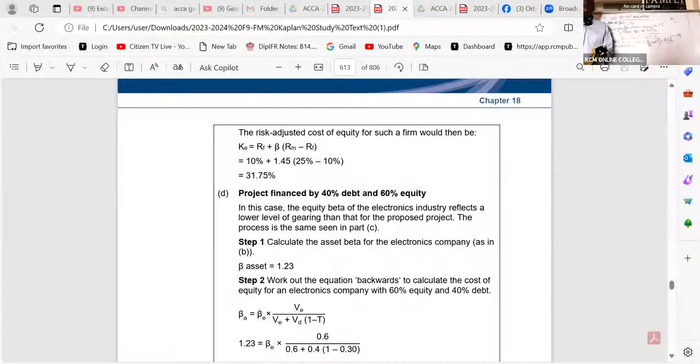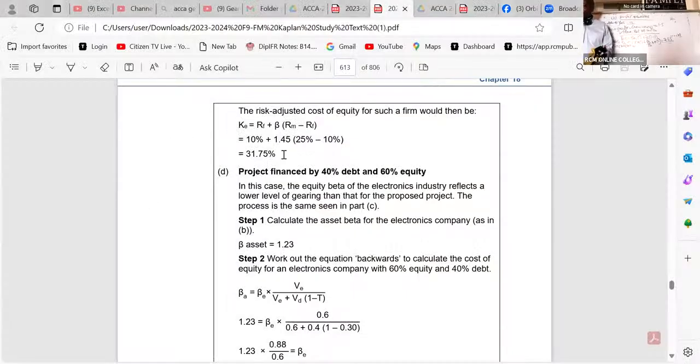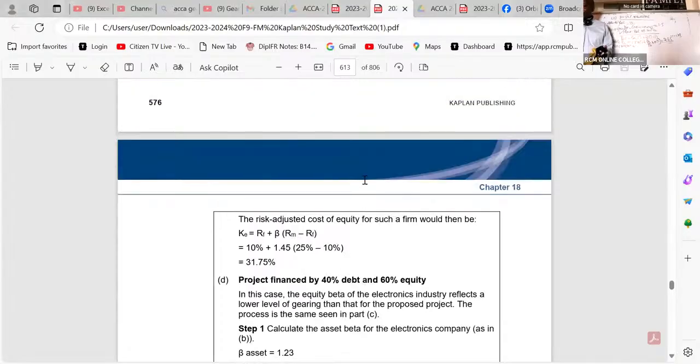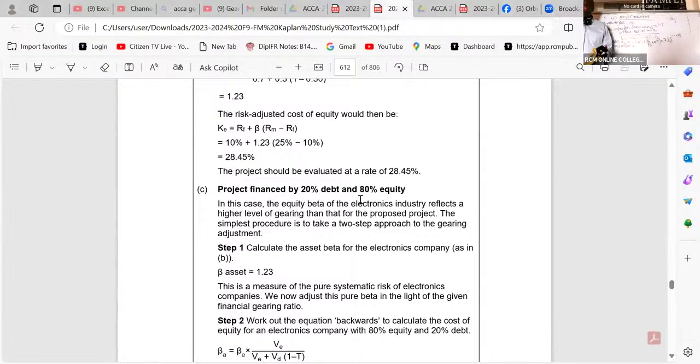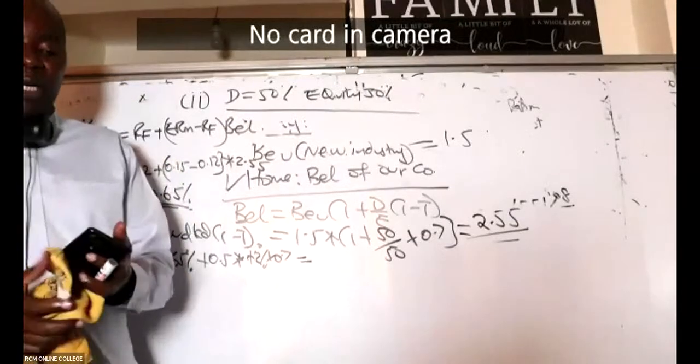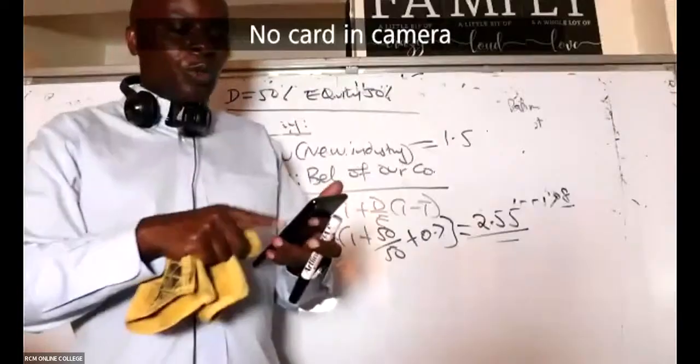There is this questionnaire that they have been able to do very well, like when the project is financed 40% debt and 60% equity, or financed 20% debt. These CASNEP examiners lift questions a lot from this ACCA book. I'll share this book with you. It is the book that I shall be using for revision. Very important book.